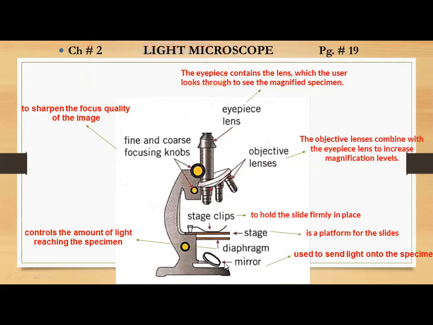So all of these are the parts of the microscope. That is what's called a light microscope, because with the help of light we can examine different things. As a result, we can magnify the images and easily see the things that are placed on the slides.